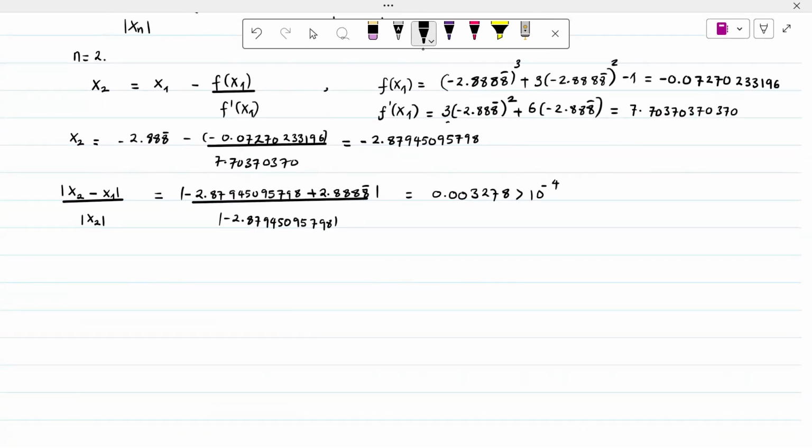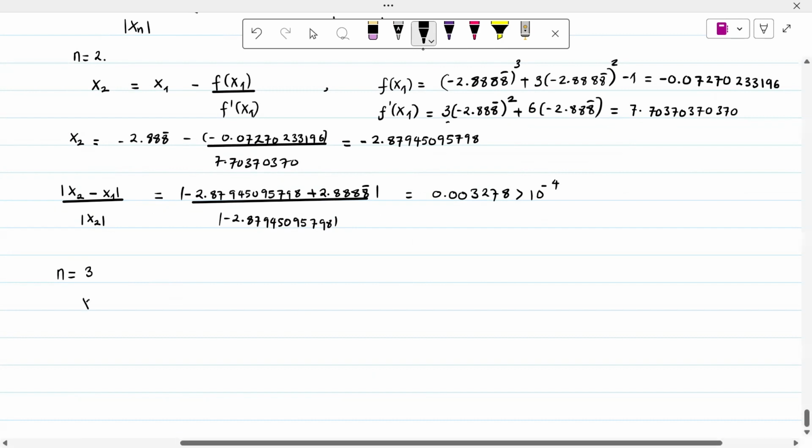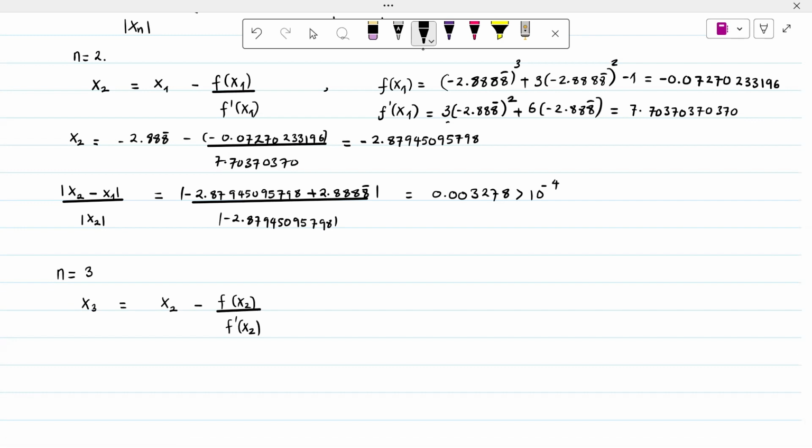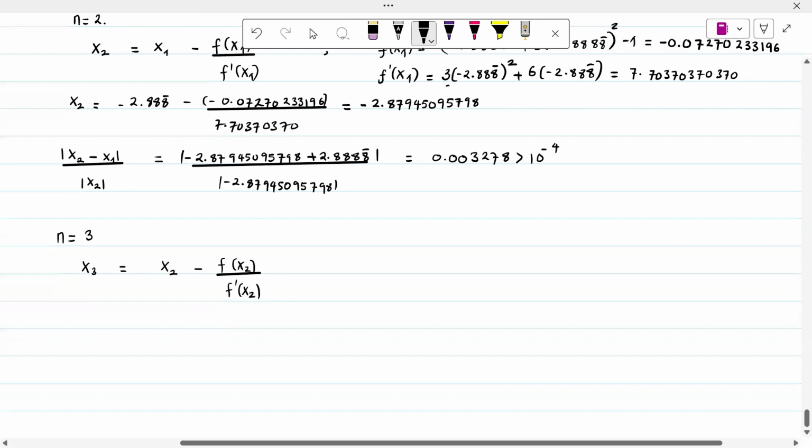So for n equal to 3, let's check for n equal to 3 now. So we're going to have x3. So x3 will be equal to x2 minus f of x2 divided by f prime of x2. Have you confirmed now you're getting the same value? Yes, it is. All right. So now we have to find f of x2.